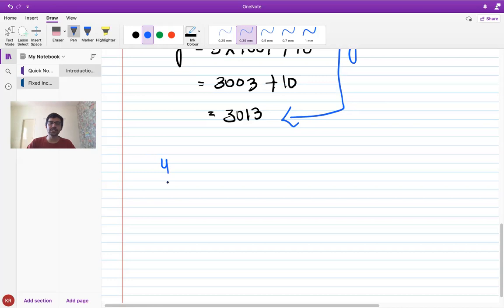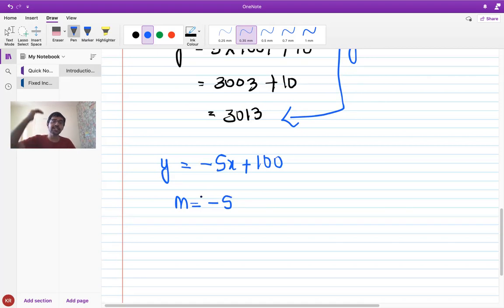Now, if we by chance had an equation y equal to minus 5x plus 100, then over here, m is actually equal to minus 5. And the meaning of minus 5 is if x increases by 1 unit, the value of y will decrease by 5 units, which means x and y have an inverse relationship. They do not have a direct relationship. So when x decreases, value of y will increase. When x increases, the value of y will decrease. Okay, that is the meaning of a negative coefficient.